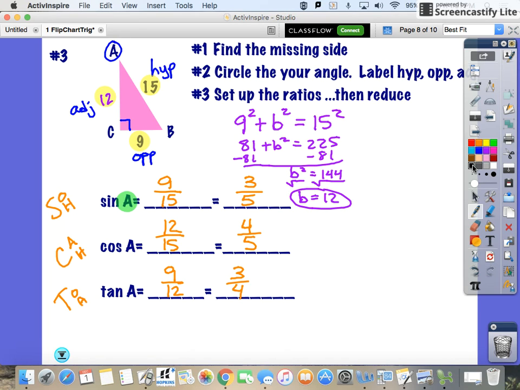If you're not sure how to reduce the fractions, what you guys can do is in your calculator, if you do 12 divided by 15, math, enter, enter, it will give you the reduced fraction. So if you need to use your calculator, you can.